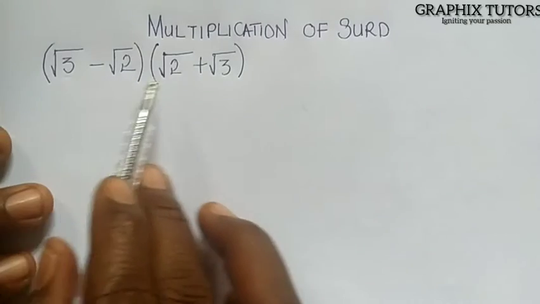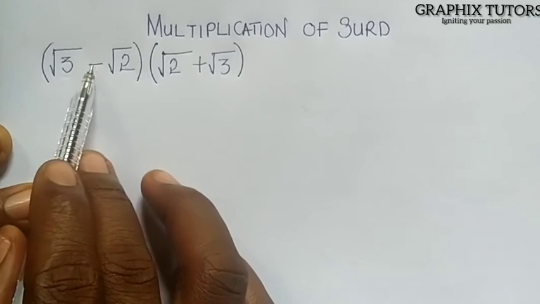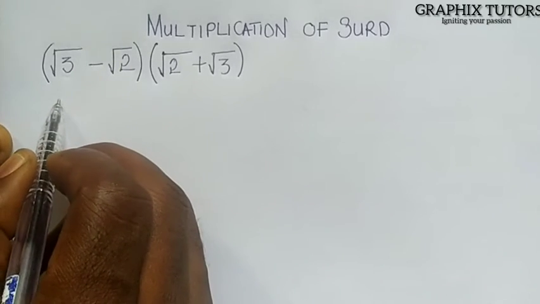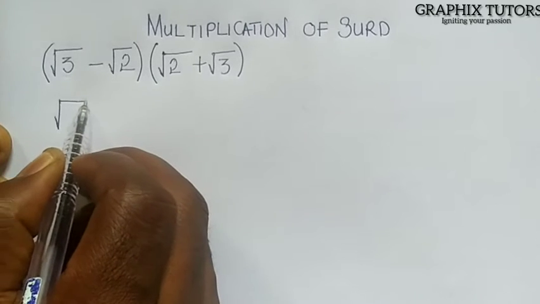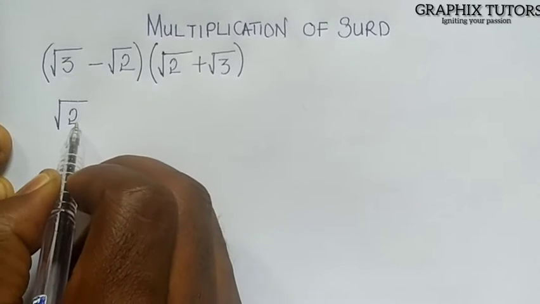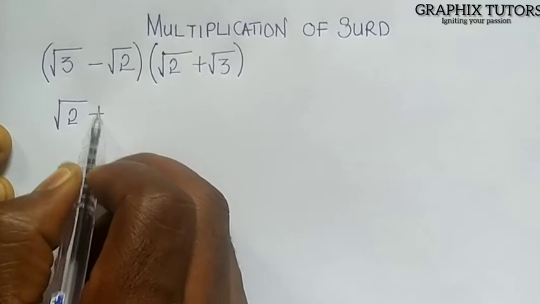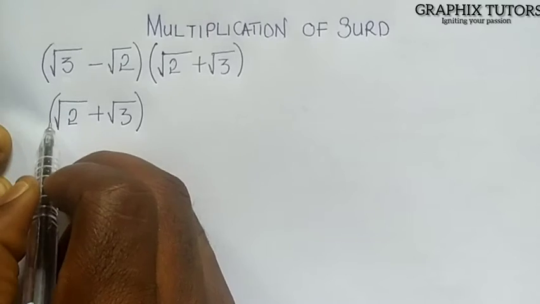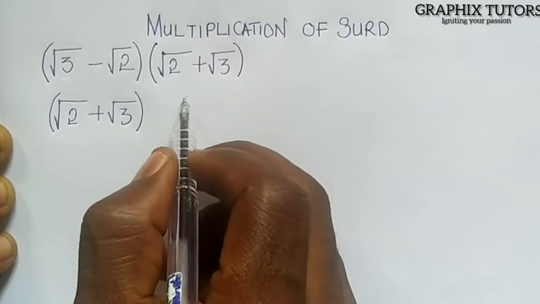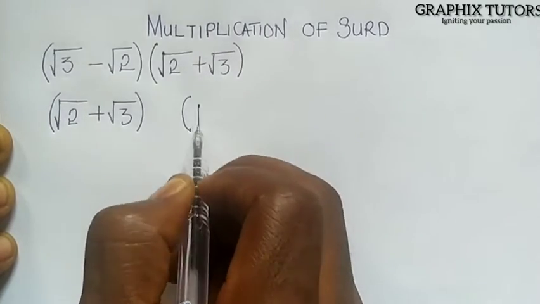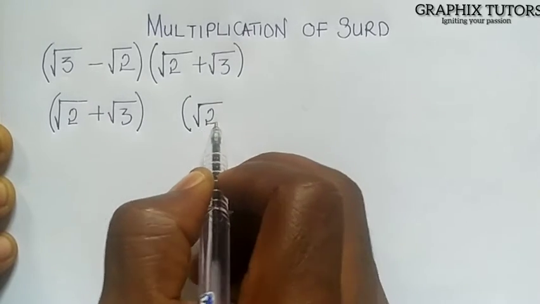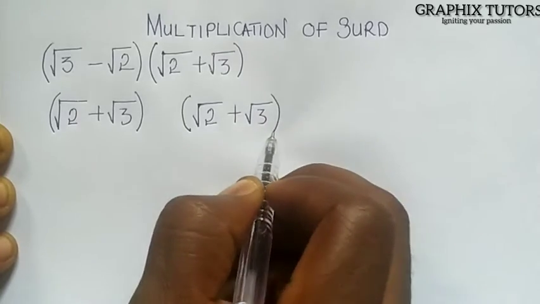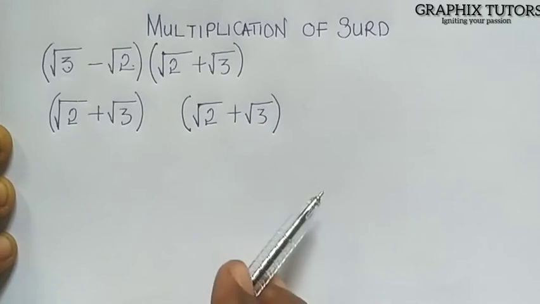So what you do, you can take any one of your choice. I can decide to take root 2 plus root 3. I'll write it this way. That's my root 2 plus root 3. I'll leave a space. I'll repeat it again. I'm going to write my root 2 plus root 3. So I'm writing it in two places because I have two values, so I write it in two places.